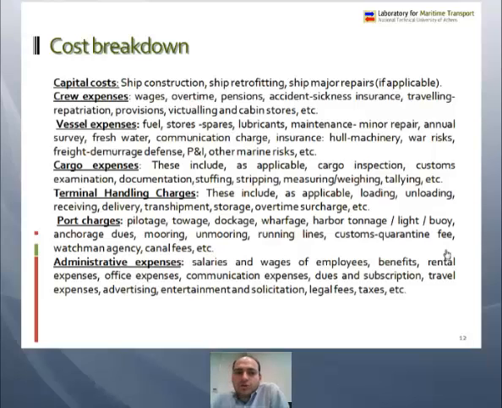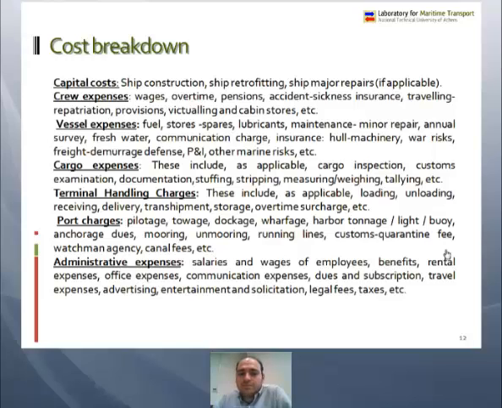That's the person who will pay less in case we reduce speed. So I'm coming back to this cost breakdown. There are capital costs associated with these investments. The capital costs have to do with ship construction, retrofitting, major repairs and things like that. Crew expenses have to do with wages paid to crew, overtime, pension, insurance for accidents and sickness, and similar expenses.